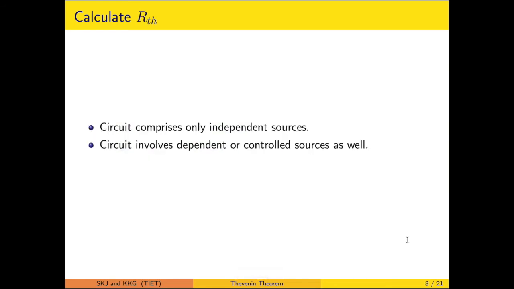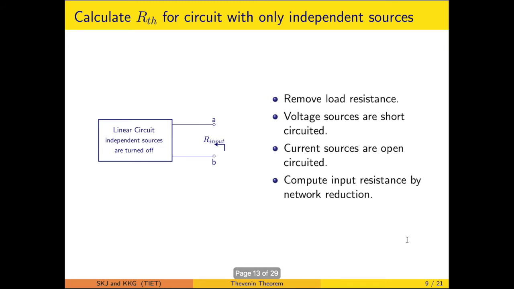Now to calculate the RTH, the process differs depending on whether the circuit comprises only independent sources, or involves dependent or controllable sources as well. Calculating the RTH for a circuit with only independent sources is simple. First step, remove the load resistance. Voltage sources are turned off by short circuiting them. Current sources are made inactive by open circuiting, and thereafter we compute the resistance by network reduction or the series, parallel, star-delta conversion of the resistances.